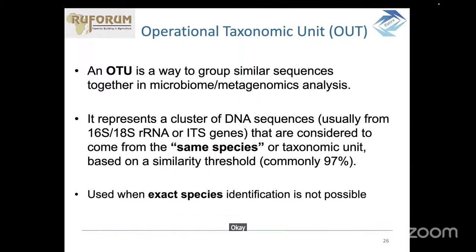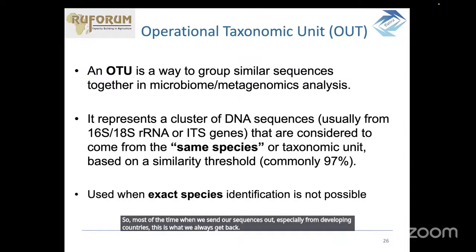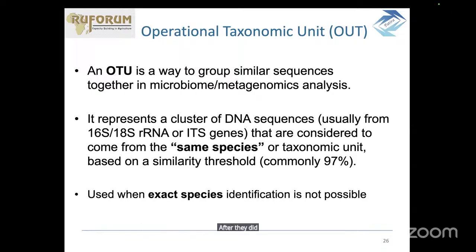Okay, so operational taxonomic unit, OTU. This groups similar sequences together in metagenomic analysis. Most of the time when we send our sequences out, especially from developing countries, this is what we always get back after they did almost all the analysis. So what does it represent?